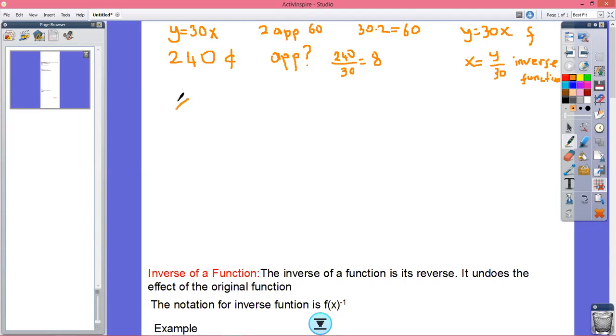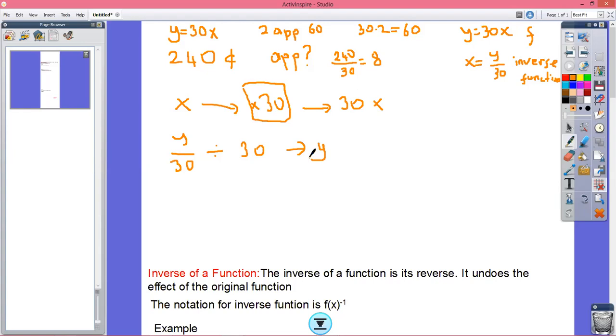Before it was x multiplied by 30. Now the result was 30x. Now what did we do? We work inversely. y divided by 30. We divide it by 30 and we found the x here.